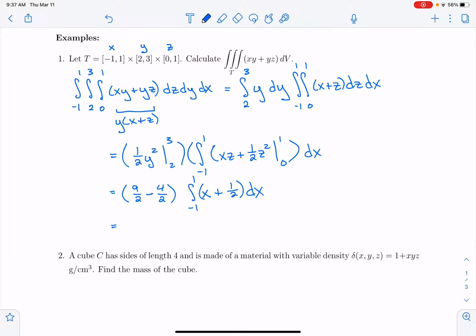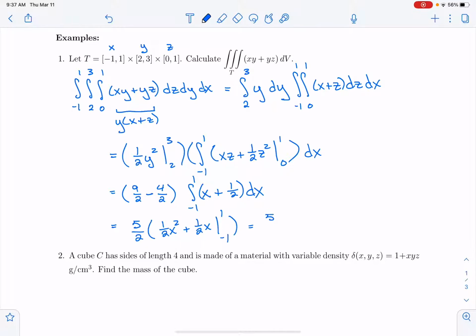Okay, so 9 halves minus 4 halves, that's going to be 5 halves. And then I'm going to integrate from -1 to 1, x plus a half. And that's going to give me 1 half x squared plus 1 half x, evaluated between -1 and 1.